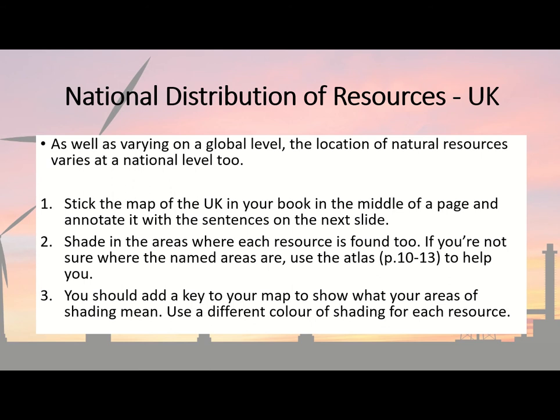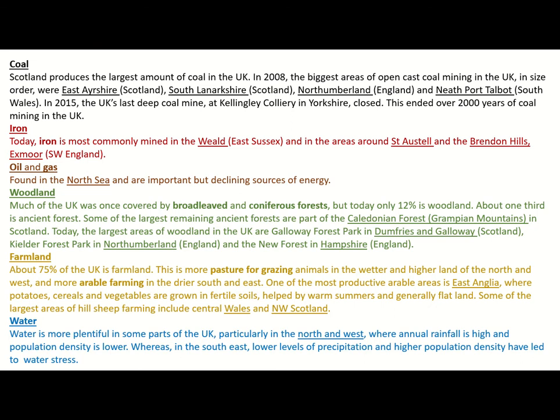So on the next slide, I'm going to provide you with all the information you're going to need to annotate around your UK map. So here it comes. Now there you go. I've colour coded this, and sorry if you're someone that struggles to tell the colours apart, hopefully you can see them. There are several resources here: coal, iron, oil and gas, woodland, farmland and water. And water's not a resource we have mentioned very much in this topic so far, although arguably it's the most valuable resource that we have.